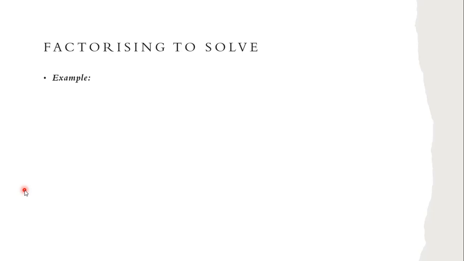Factorizing to solve. Our first example: solve x squared minus 8 equals 2x by factorizing. To do this, first you want to move everything onto one side, so it's equal to 0. Then you find two numbers that times to make minus 8 and add to make minus 2. In this case, we end up with (x + 2)(x - 4) = 0.